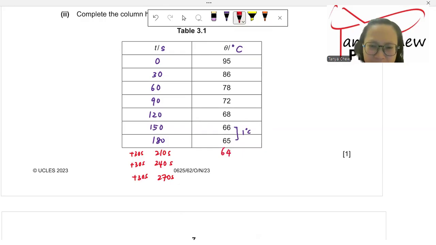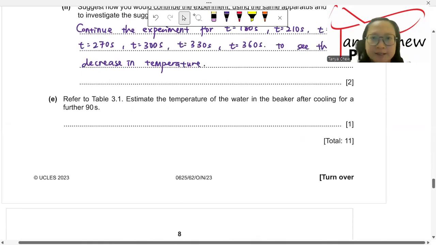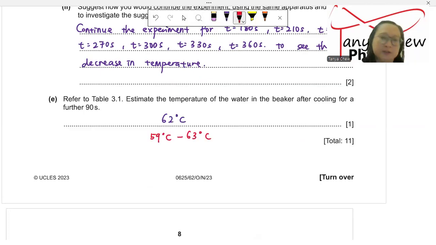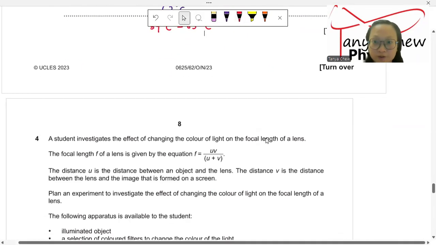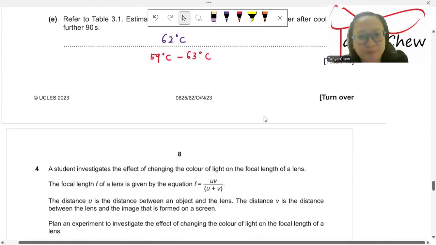This one may be 63. And this one may be 62. So my prediction is that after another further 90 seconds, maybe the temperature decreases to 61 or 62 degrees Celsius. I put 62 degrees Celsius. And the range given by the mark scheme is 59 degrees Celsius to 63 degrees Celsius. So I hope your value of the temperature is within the range.